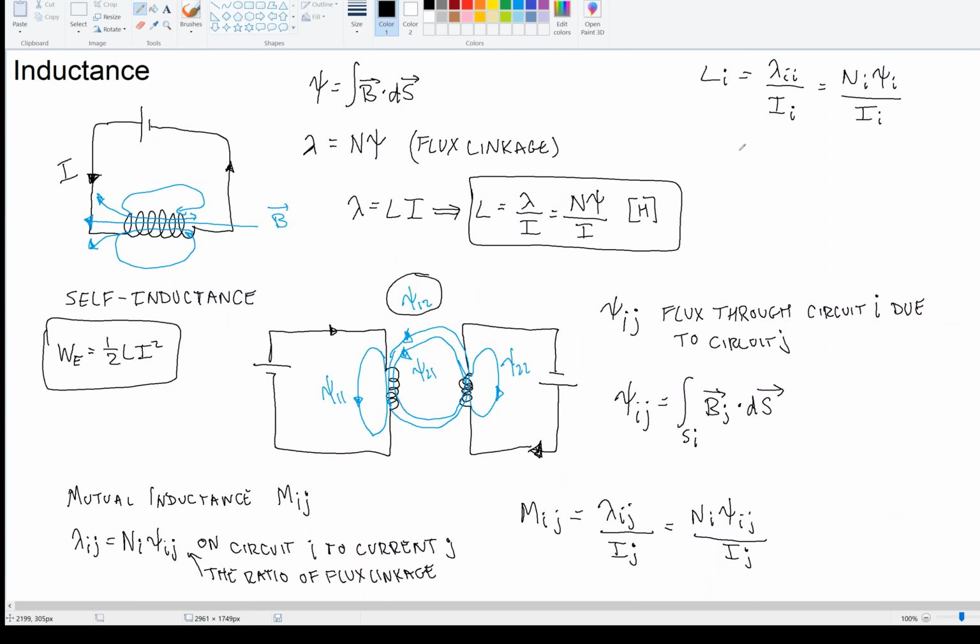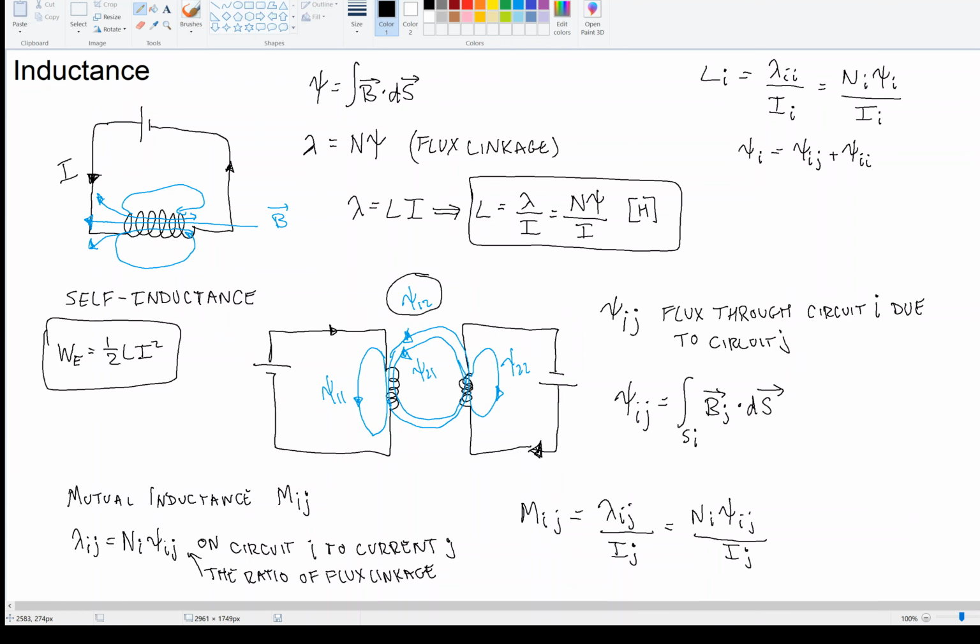And here we're letting psi_i be the total flux. So this is the flux due to circuit j plus the flux due to its own circuit.